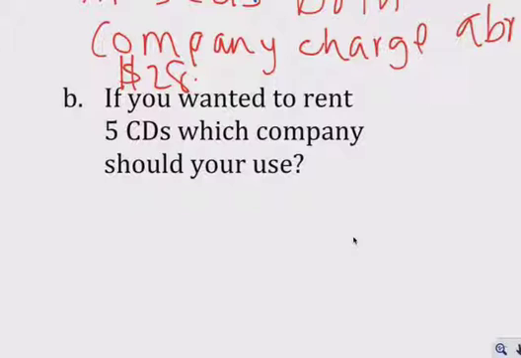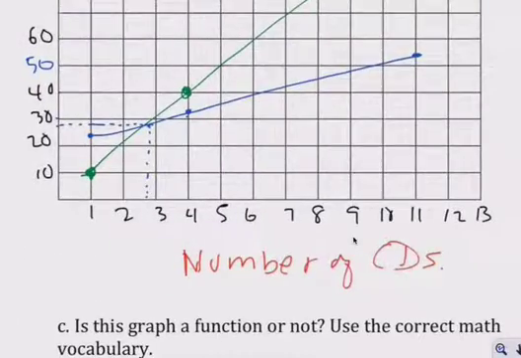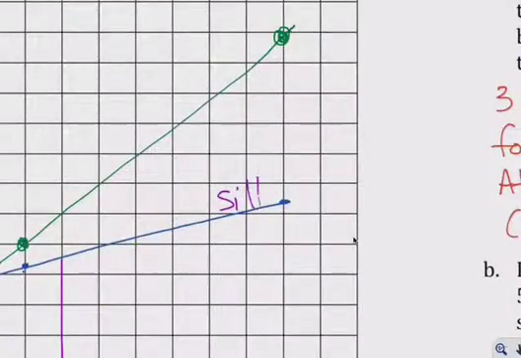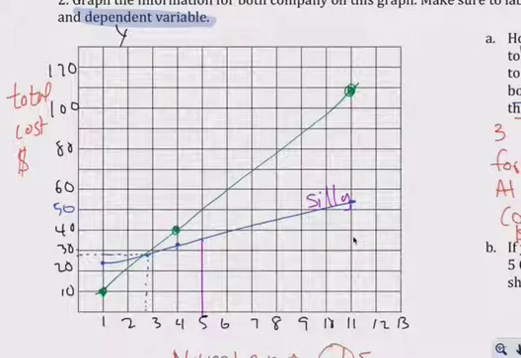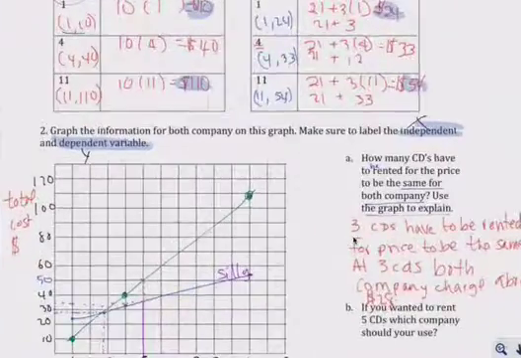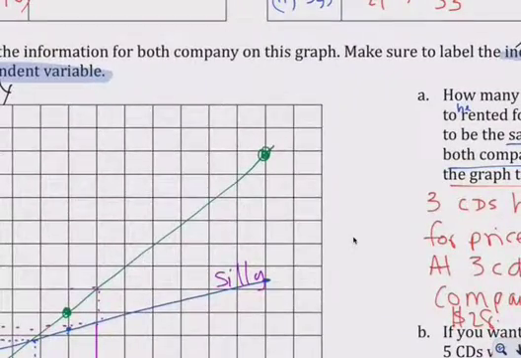If you wanted to rent 5 CDs, which company would you use? Let's use the graph. 5, the blue, let's see what color. Blue is Silly. Silly would only charge for 5 CDs about $35, while this other company charges about $50. So I would use Silly. Okay. Groove charges about $50. Okay, right here.